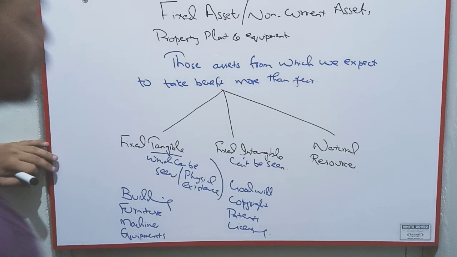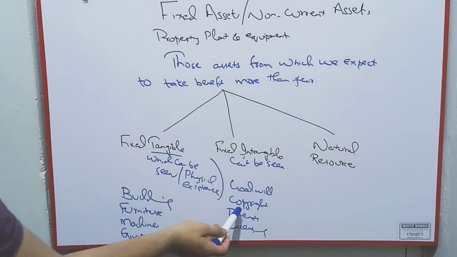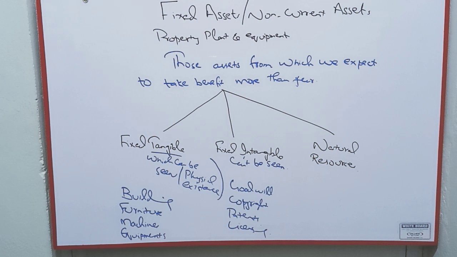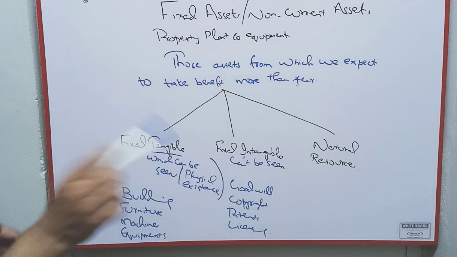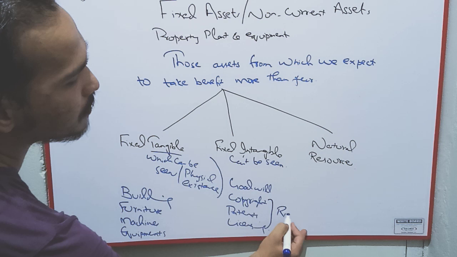Goodwill, your fame, this is called goodwill. Copyright means the right to use any content, like poetry, singing, literature, book, anything which I have the right to own and use. No one can use it without my permission. So I have the right. It is called copyright. Patents, I have the right to use the specific design, the specific model. The design can be seen, but the right cannot be seen. Licensing means I have the right to use that specific geographical location. No one can use that location. I have the right. These mean right. Copyrights, patents, or licensing.